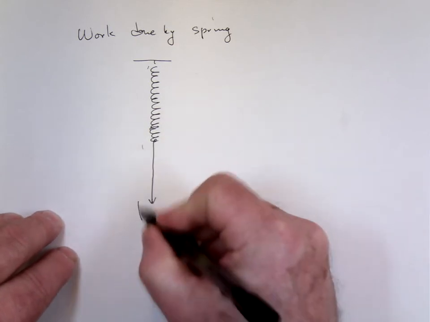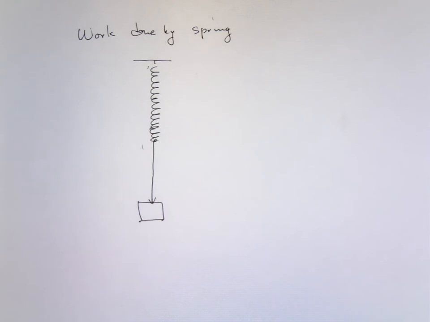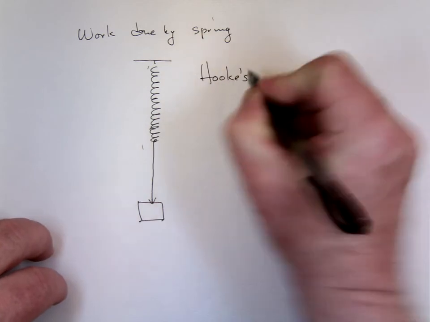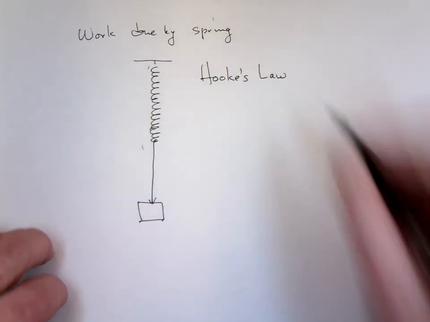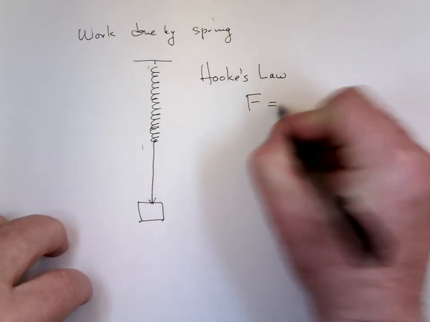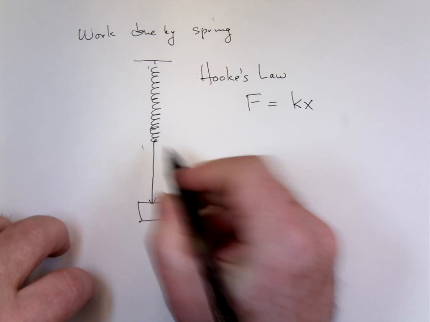According to Hooke's law, the force is proportional to the distance it's stretched. The more you stretch the spring, the more force is required to move it an additional amount. X is the distance from its natural length, how far it has traveled.